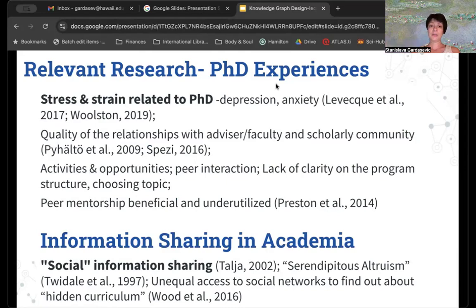And this is the literature review and the relevant literature behind this research, and it's threefold, really. Relevant research is pertinent to the PhD experiences of people who dare to go on that path. And unfortunately, there is a whole lot of stress and strain related to doing your PhD. Some research shows that about half of the people will have depression, anxiety, or both related to their studies.